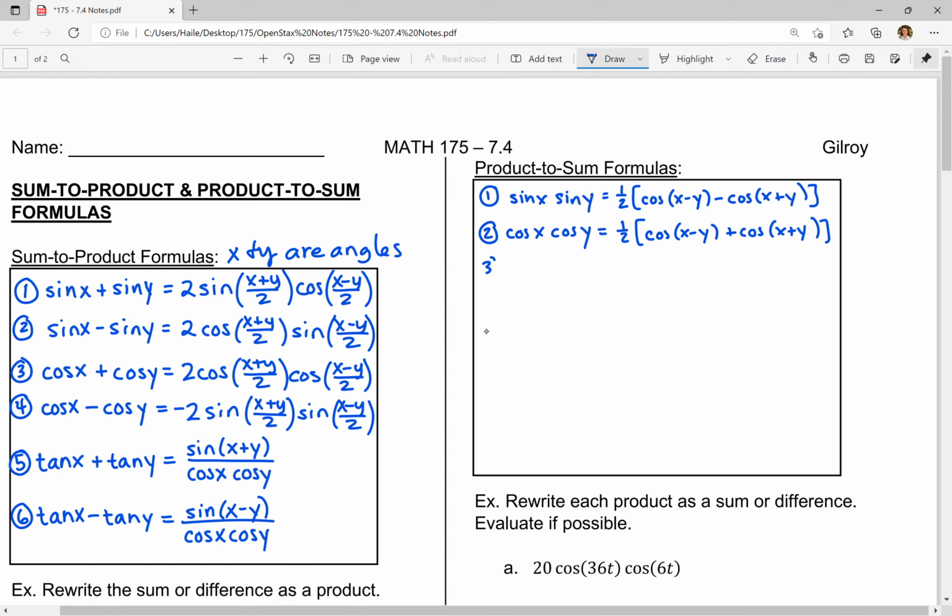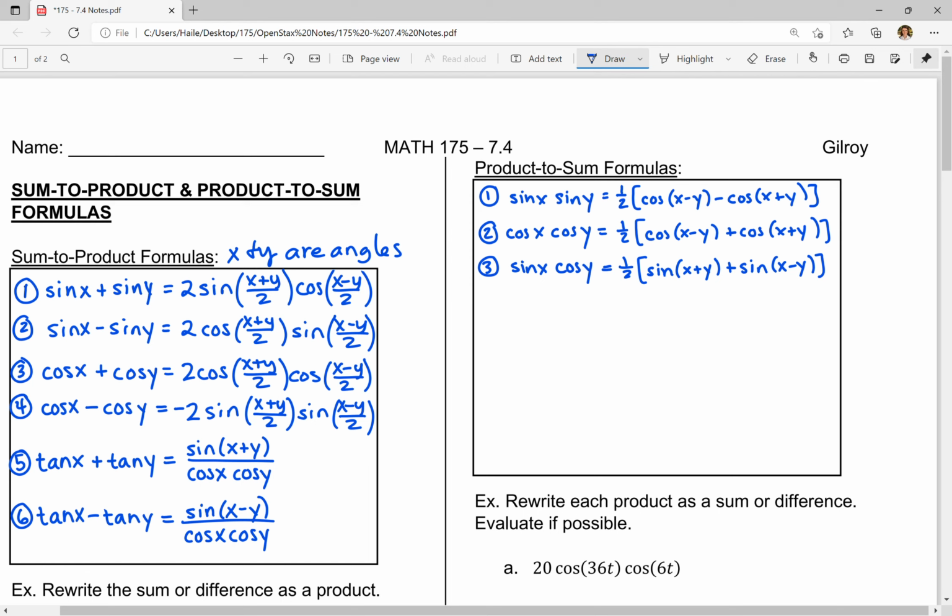And then third, if I have a mixed product, so if I have sine x times cosine y, or in the reverse order. Since multiplication, we can multiply things in any order. This would be the same formula as if you had cosine of x times sine of y. So anyway, this formula is going to be 1/2 times sine of x plus y plus sine of x minus y.